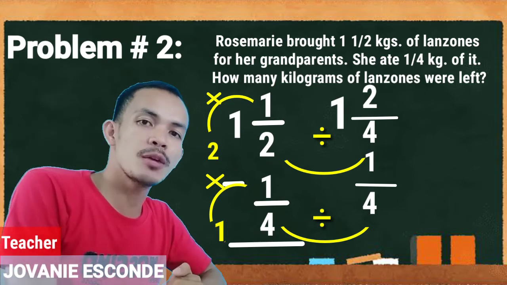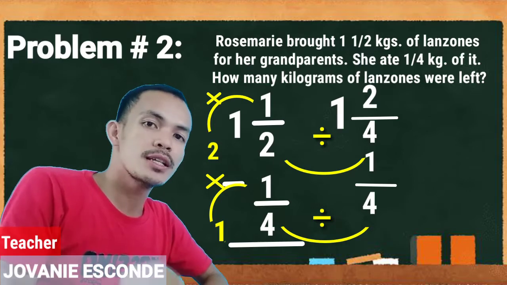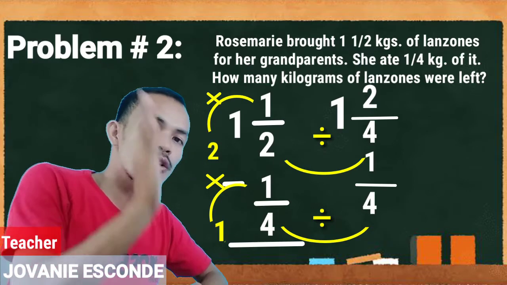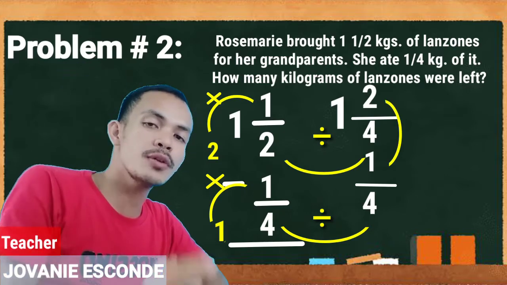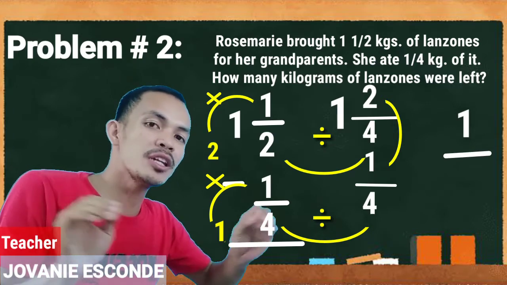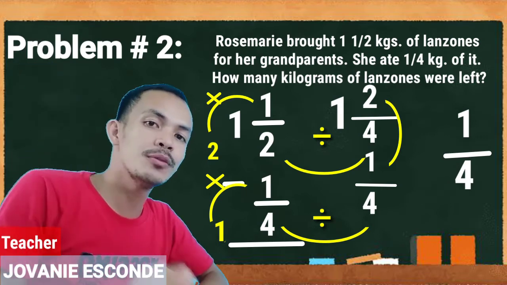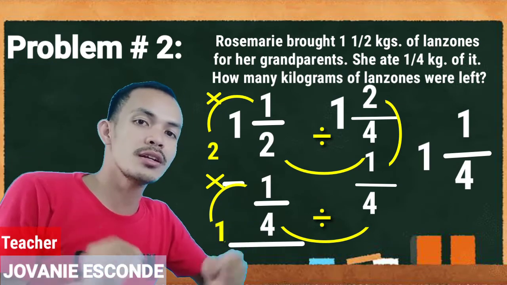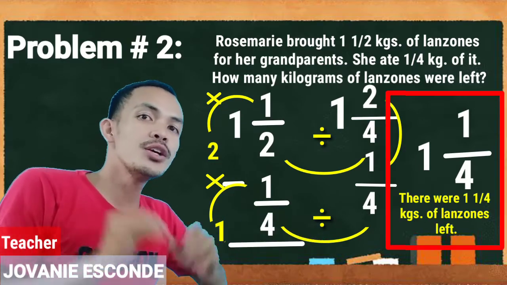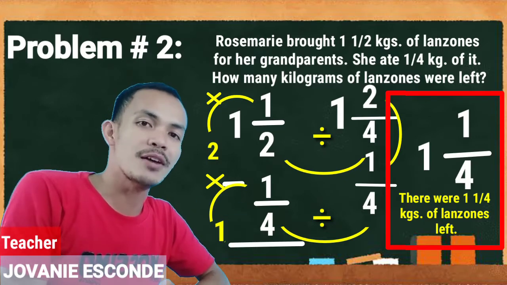Let's have the fractional parts. So we have 2/4 minus 1/4. So 2/4 minus 1/4 is 1/4. Because if you are going to subtract the numerator, which is 2 minus 1 is 1, and copy the common denominator, which is 4, and bring down the whole number. So your answer here is 1 and 1/4. So your final answer is, there were 1 and 1/4 kilograms of lanzones left.